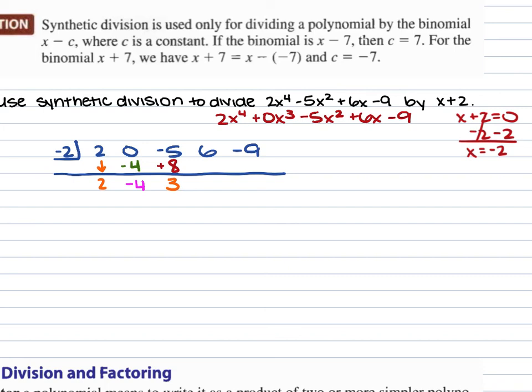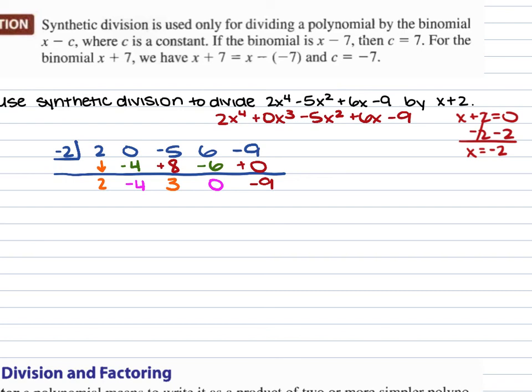Take the 3, multiply it with the number in the box, which is the negative 2. We get negative 6. Combine the 6 with the negative 6 that you just put the negative 6 under, and you get 0. Then multiply the 0 by the number in the box, which is 0, and put it underneath the negative 9 and combine those terms. Negative 9 plus 0 gives us negative 9.